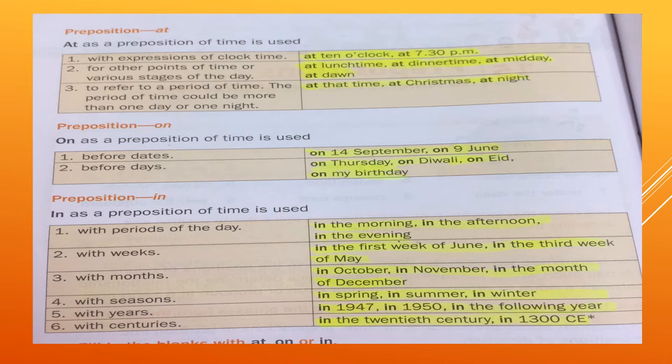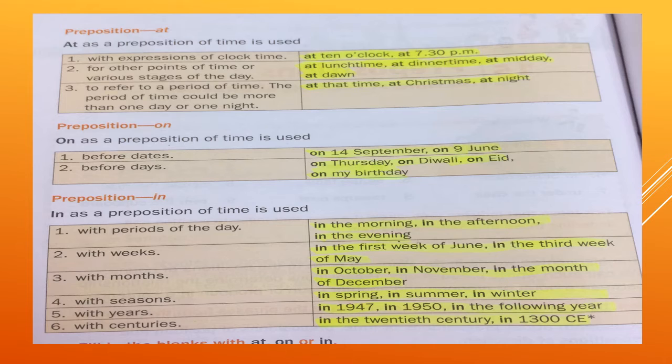Now second one is with weeks. Like in the first week of June, in the third week of May. Like when we talk about different weeks, then we use the preposition in. Like the third one, we use in with months. Like in October, in November, in the month of December. Like when we talk about months, we use in in that sentence. Okay, now with seasons, like in spring, in summer, in winter. Like when we talk about seasons, we use in as a preposition there.